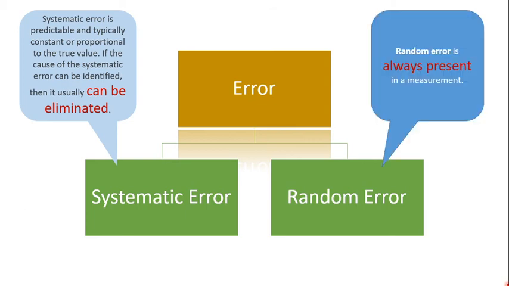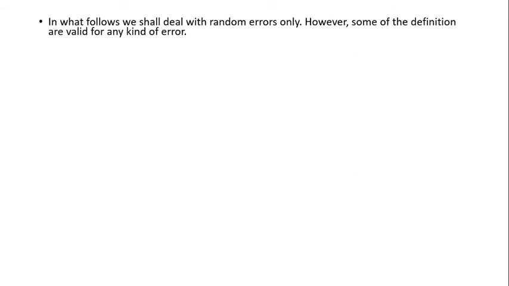Random error, on the other hand, is always present in a measurement. We do not have any possible way of eliminating random error. However, we can control them, and more importantly, as I mentioned, we can estimate random error in the final result. In what follows, we shall deal with random errors only. However, some of the definitions are valid for any kind of error.